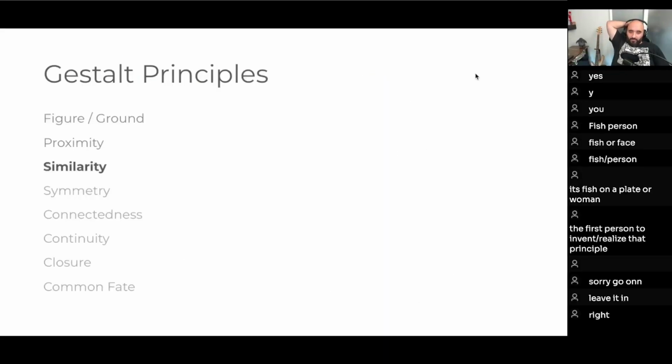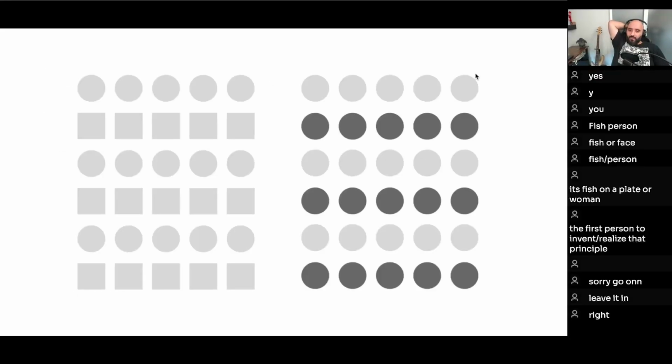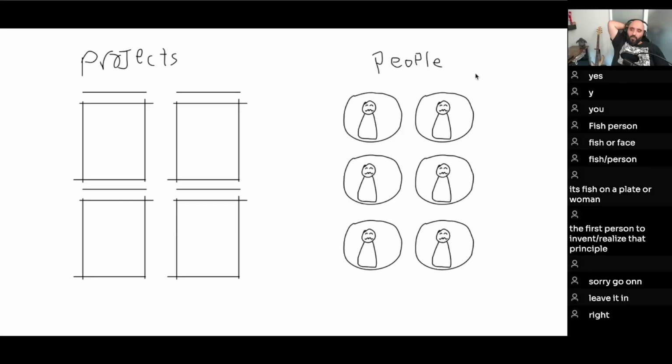So now we get to similarity. It says that elements that look similar are seen as a group or as a whole. In this example, rows dominate due to similarity, right? Both color and rows and shape work with this idea, right? And you use this in a lot of your interfaces, and you're going to use this in your visual design as well.